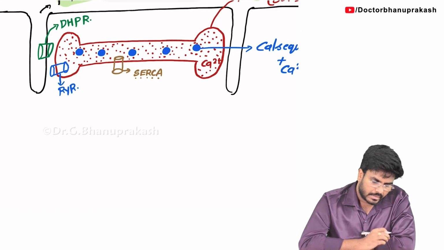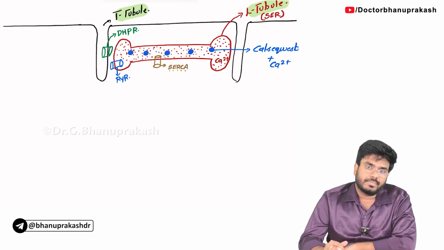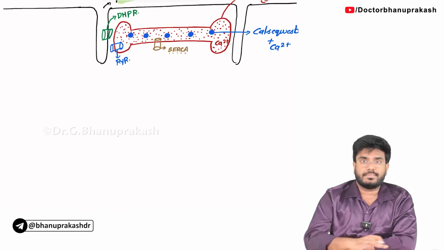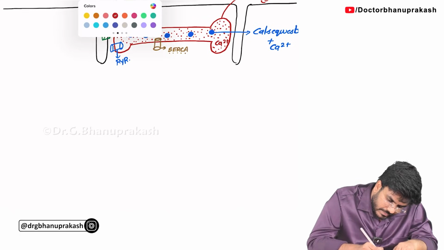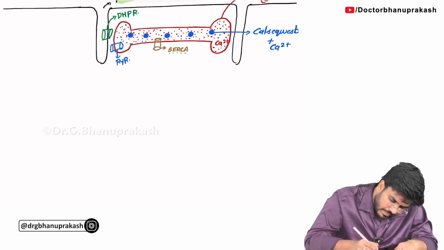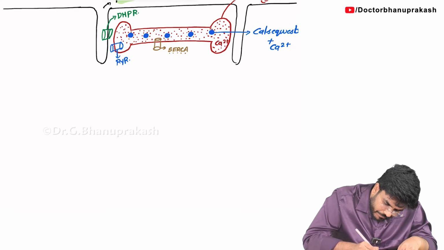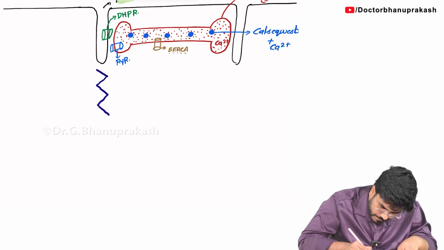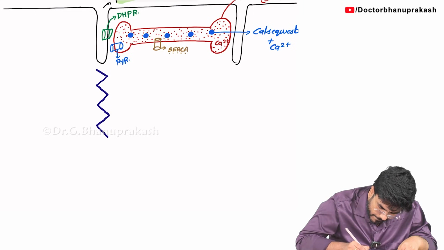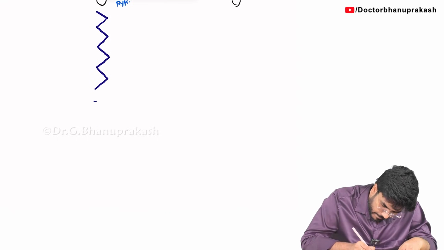Okay, 3 things completed. Now, let's see what is happening in the cytoplasm. Guys, in the cytoplasm of the muscle, there is a zigzag protein present, in the shape of Z. It is actually a protein forming this zigzag line. So this line is called a Z line.